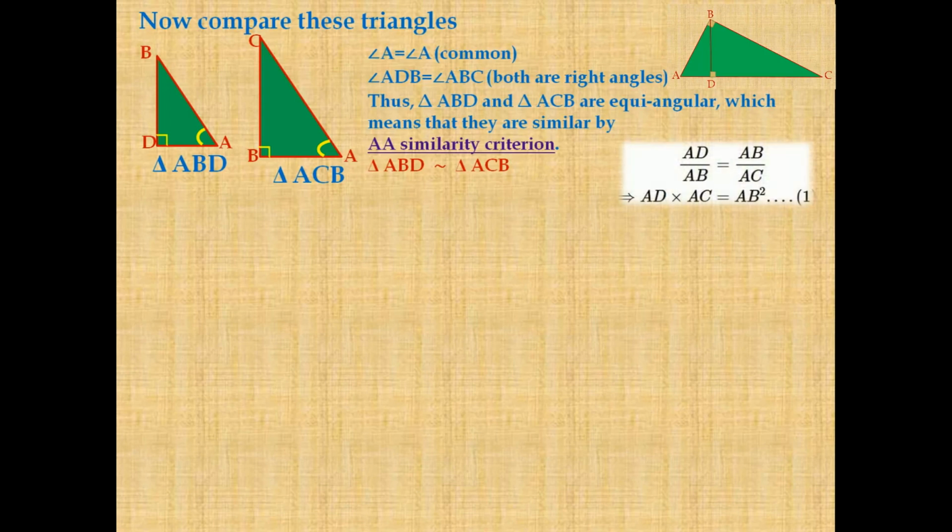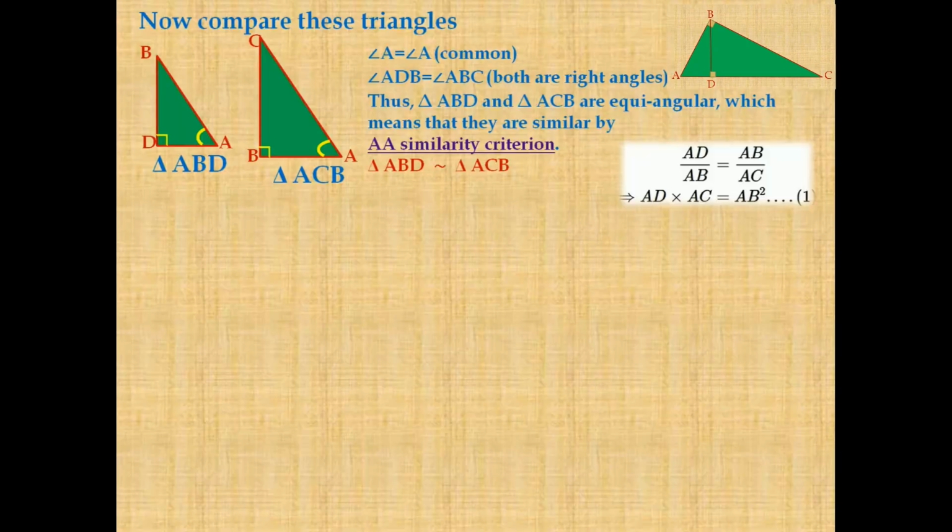But what are the properties of similar triangles? According to that similar triangles property, corresponding sides are in the same ratio. Therefore, AD by AB is equal to AB by AC. Observe carefully. What is AD? In the small triangle it is base. And AB is the hypotenuse. Similarly, AB base and AC hypotenuse. From that, on cross multiplication, we get AD into AC is equal to AB square.